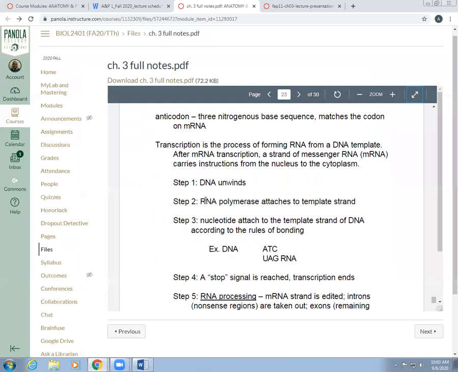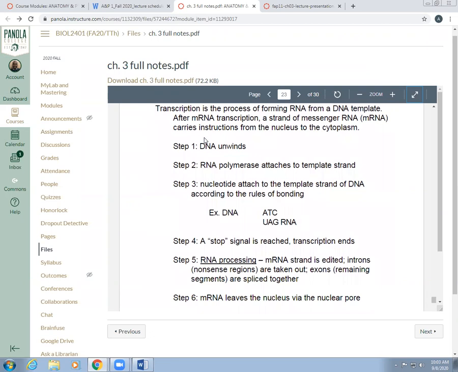All right, so let's get into transcription. So again, this is the process of taking a DNA template and making RNA. So after your mRNA transcription, your messenger RNA is going to take the instructions from the nucleus out to the cytoplasm. So in step one, your DNA is going to unwind. Okay, because remember, it's wound up in a double helix. So the strands are going to come apart. The enzyme RNA polymerase is going to attach to the template strand.